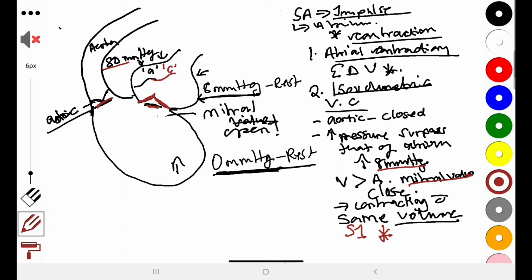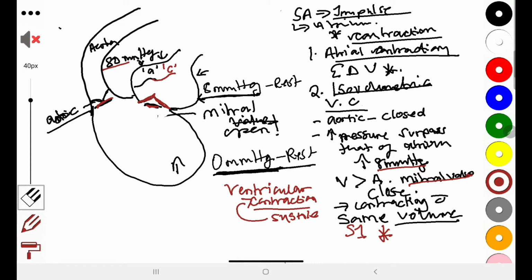From this point, we are now going to go into the next phase. So we can call this the early phase of ventricular contraction. Ventricular contraction can also be called systole. Systole is equivalent to contraction. So when you hear me say ventricular systole, I'm simply talking about ventricular contraction. That is what is going on in this second phase.